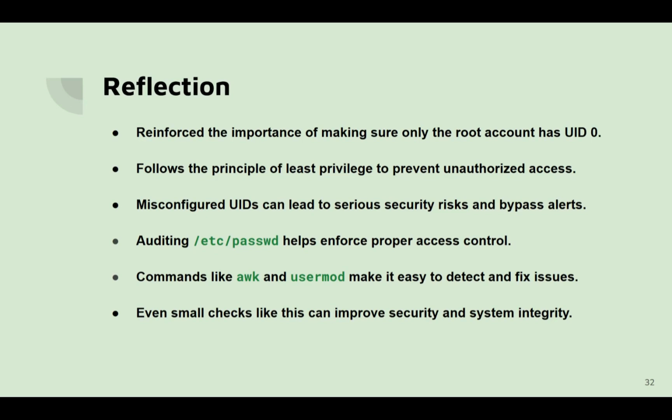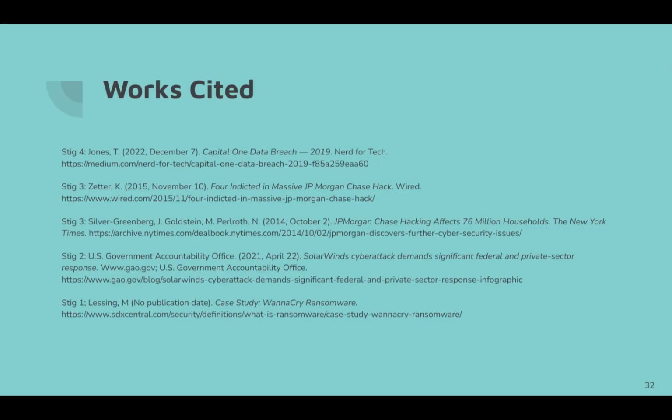The use of command line tools like AWK and usermod to detect and correct issues demonstrated how small configuration checks can have a significant impact on security posture. This exercise emphasized that even simple UID audits, if done regularly, can greatly improve system integrity and help maintain a secure, compliant environment. As we conclude, here's a look at the sources we used throughout this project.